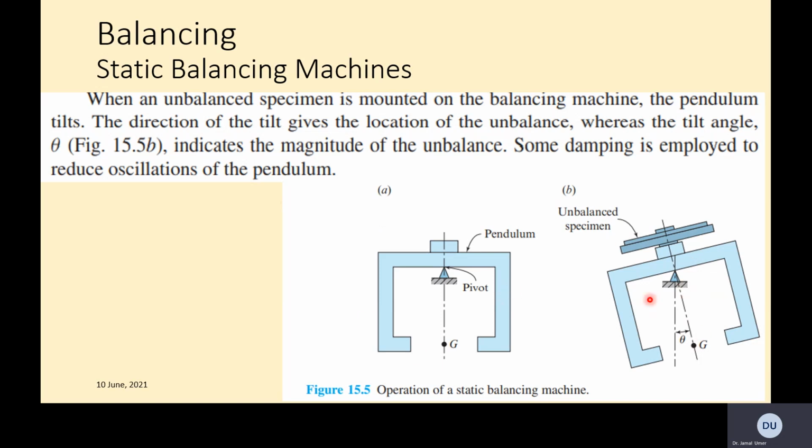So you also provide some damping, because you don't want your pendulum to have any oscillations. If it does have, it will contribute towards the unbalancing, which will invalidate your results. So you want this pendulum working in such a way that it does not have any oscillation.